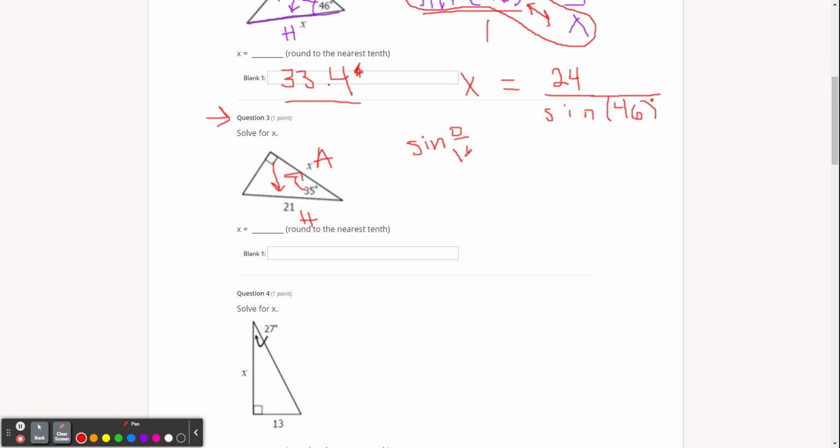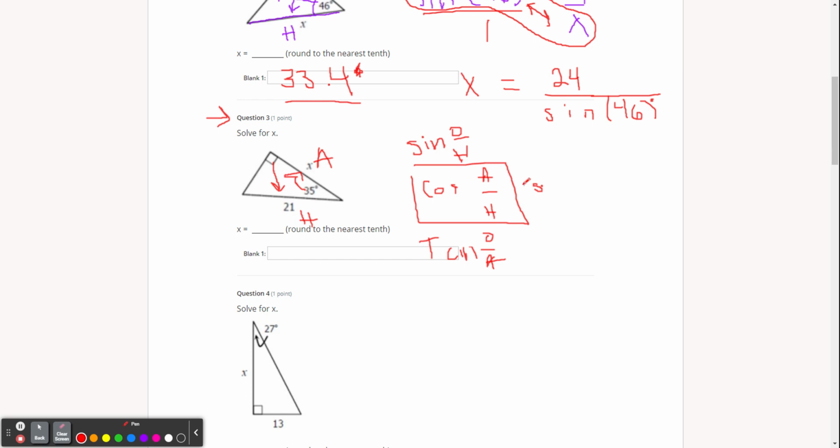Sine is O over H. Cosine is A over H. And then tangent is O over A. So Candace, I 100% agree. We've got to use cosine. We've got the A and the H.